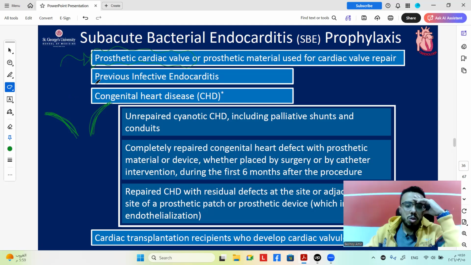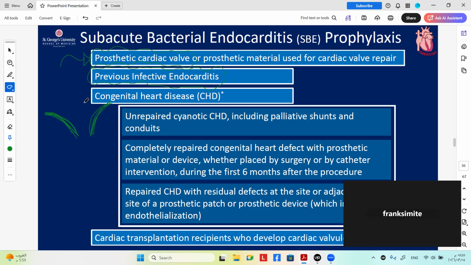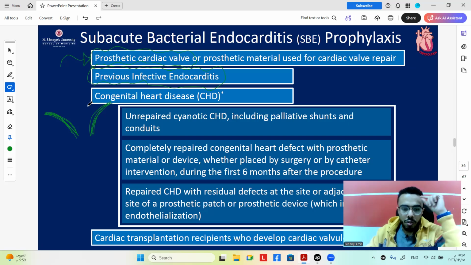Also, previous infective endocarditis. So he is highly susceptible, with a history of it. If it's just one attack, he should be taking prophylaxis for the rest of his life.